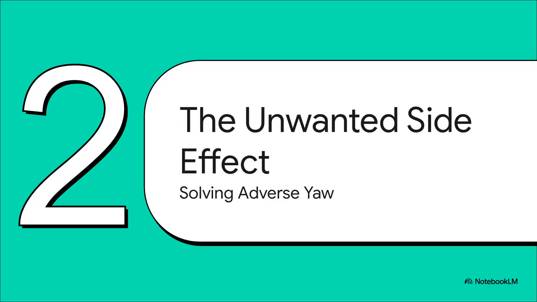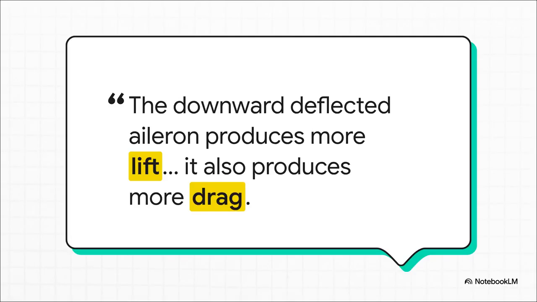Okay, so it all sounds pretty straightforward, right? Ailerons for roll, elevator for pitch, rudder for yaw. But this is where things get a little tricky, because in the world of aerodynamics, every action has a reaction, and sometimes it's one you really don't want. The key thing to understand is what this quote is telling us. That aileron that goes down to create more lift, well, it also creates more drag. It's like it's dragging its foot through the air.